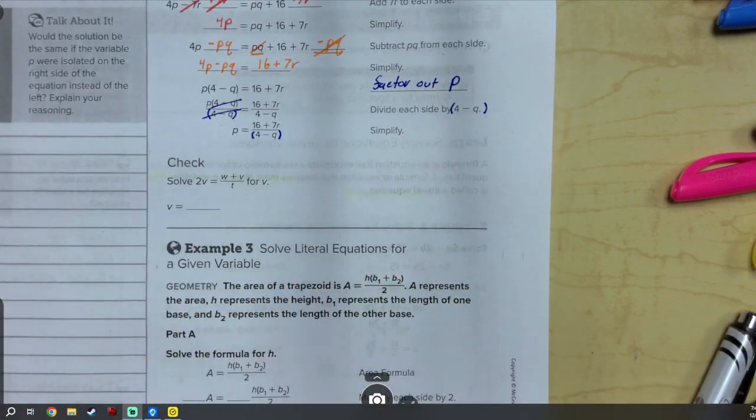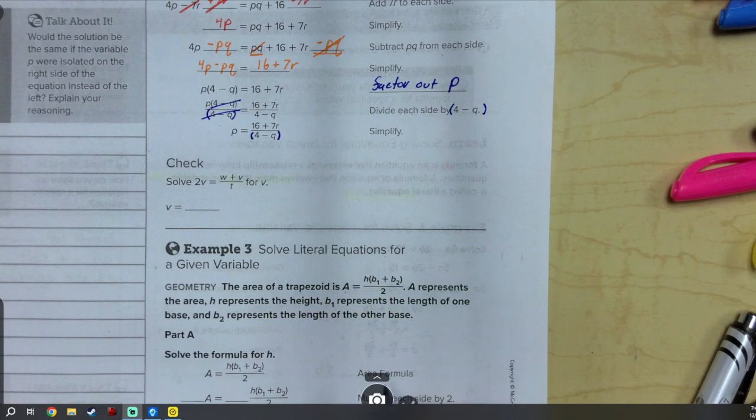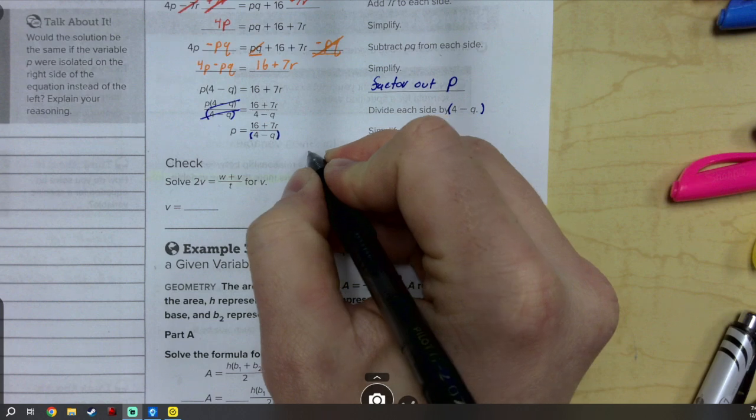All right, we're at our first check. Please take a moment to try and solve this. Copy it down. You may pause if you want.